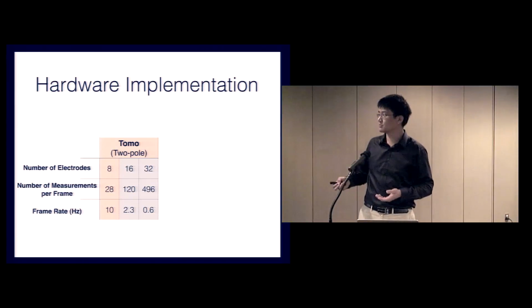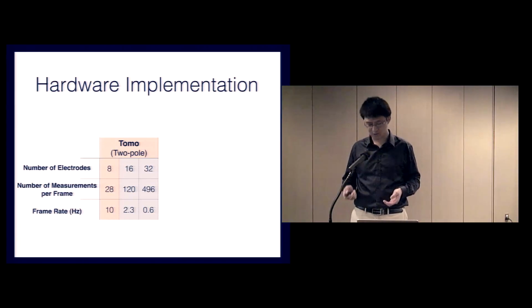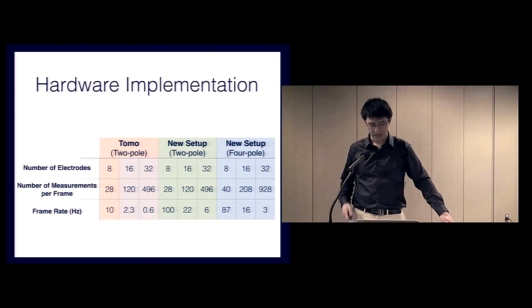When we could previously obtain 250 measurements per second with Tomo, the new system approaches 3,000 measurements per second. And that allows us to experiment with up to 32 electrodes, granting a significant boost in resolution.